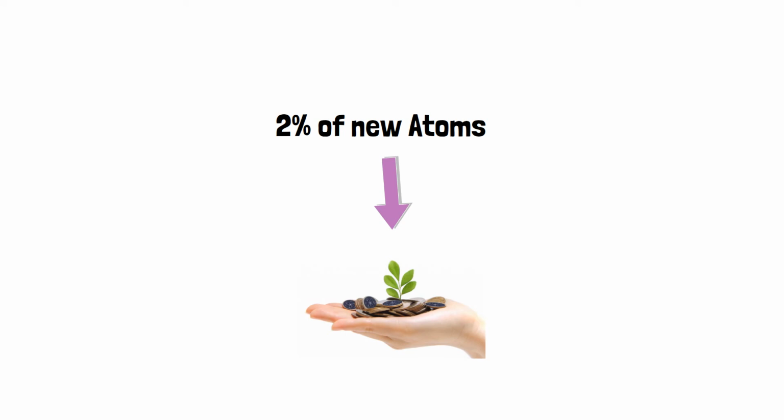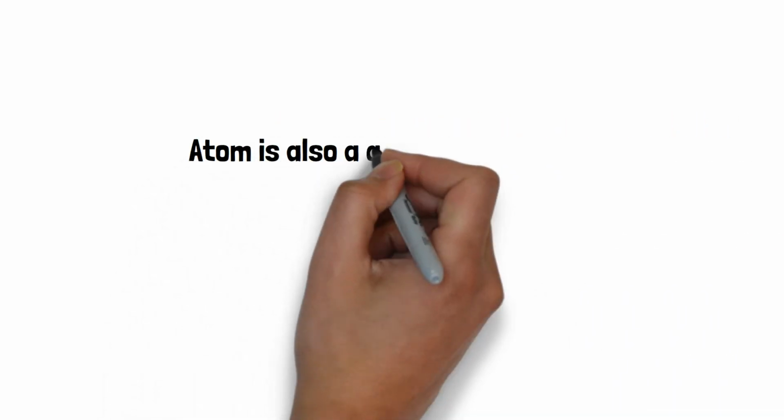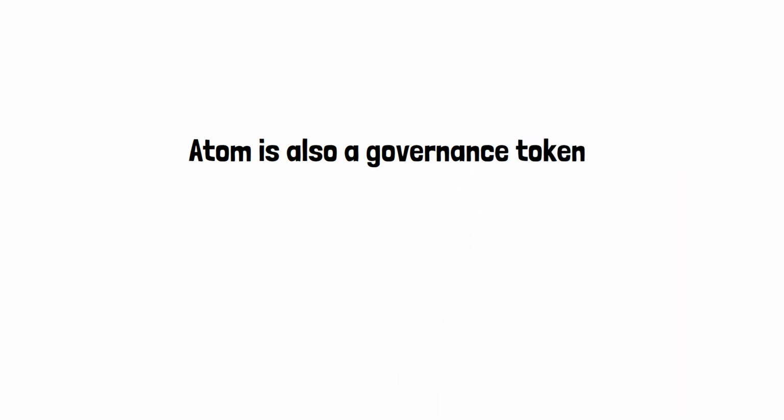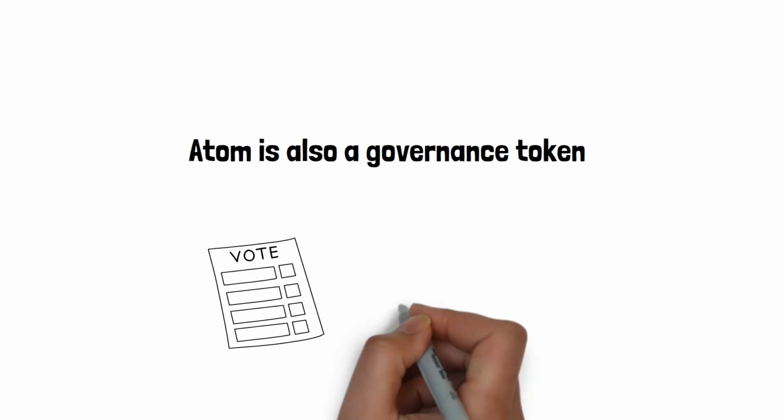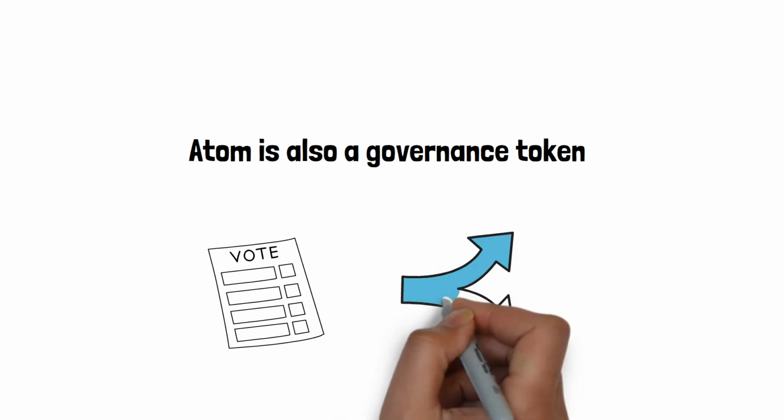The more activity on the Cosmos network means that there are more fees to get distributed for each of those stakers. Atom is also a governance token, which means holders of the token can submit proposals to the developers and vote on the chain, allowing the hub to improve over time and change its parameters.